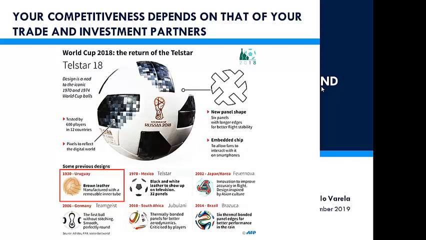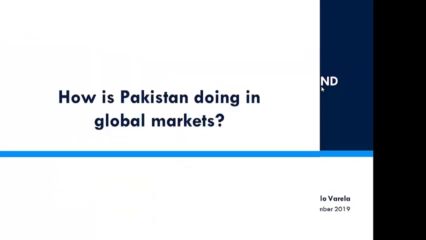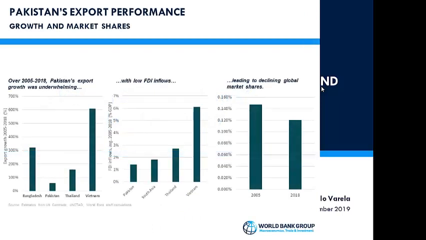Okay, so that's as much as I can say about generalities. Now let's talk a little bit about Pakistan. So how Pakistan has been doing in global markets first, and then in global value chains. So first of all, let's say that over the last 13 years, Pakistan hasn't been doing very well in terms of trade performance, particularly in terms of export performance.